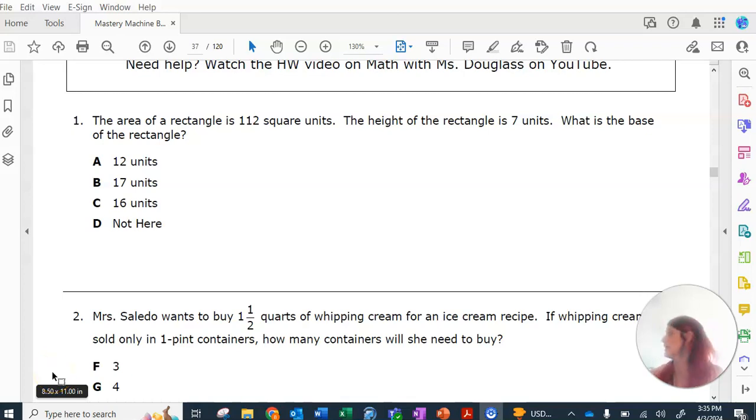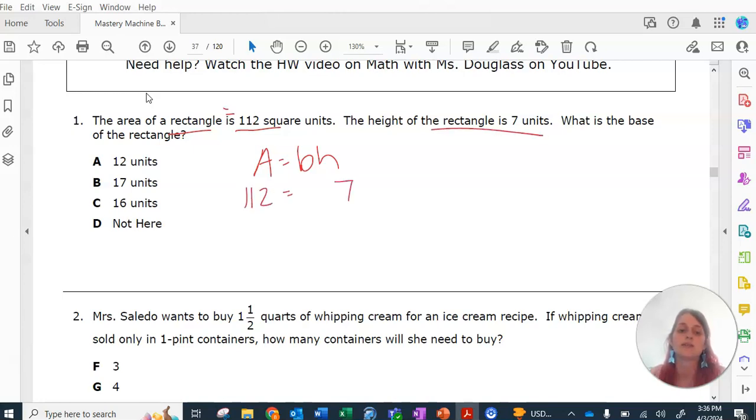All right, your homework for tonight is page 35 and 36. So we have problem number 1. The area of a rectangle. I know the area formula for a rectangle is area equals base times height. The area is 112. The height is 7. What is the base? So you need to figure out what the base is because something times 7 equals 112.